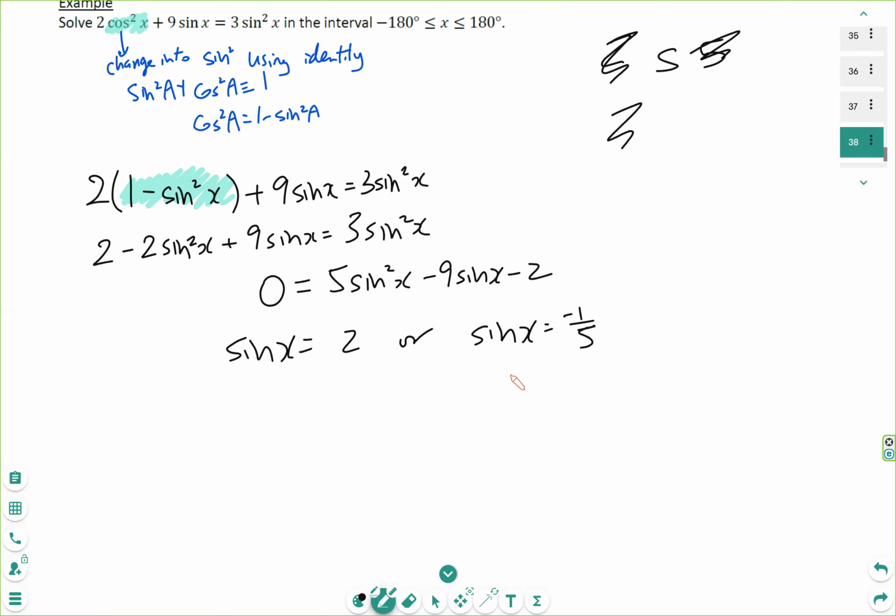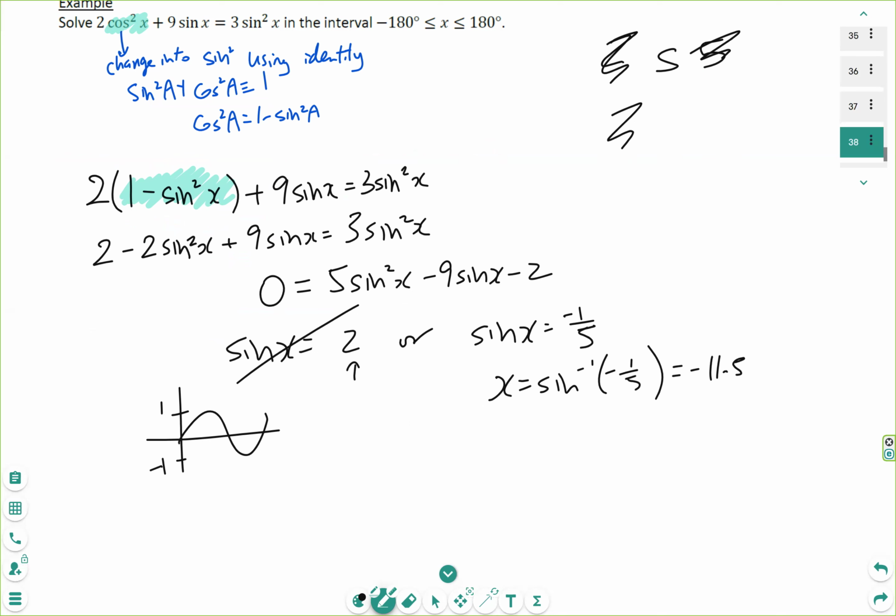Sine x cannot equal 2. We can reject this. Now, if you try inverse sine of 2, you get a math error. Simple, because sine x is bound between 1 and minus 1. So you can't get any value bigger than 1 or minus 1 for sine x. All right? So for sine x equals minus 1/5, let's do inverse sine of minus 1/5. So inverse sine of minus 1/5 is negative 11.5 degrees.